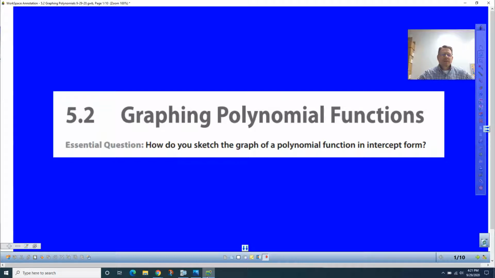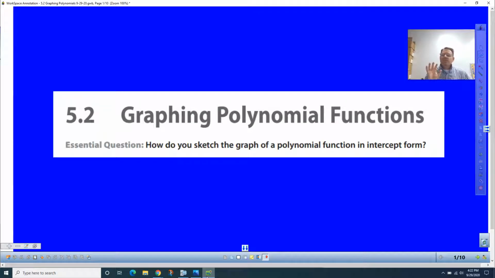It says an essential question being, how do you sketch the graph of a polynomial function in intercept form? Well, we're going to go past that eventually, but right now we're talking about intercept form, and what we're going to do is use the attributes. So we're going to look into the qualities, the characteristics of these kinds of graphs and be able to use those so we can sketch the graph.